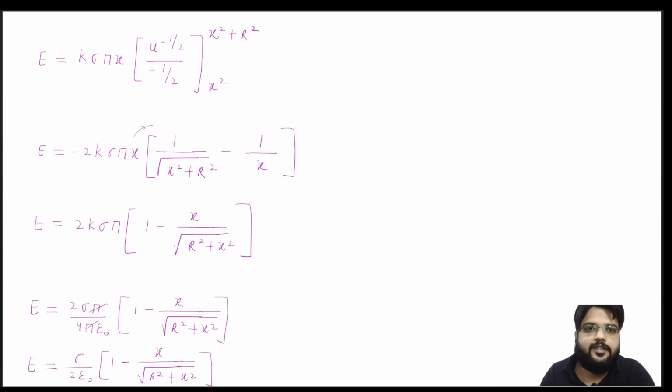So finally we are getting this result, everyone. You need to remember this: E equal to sigma by 2 epsilon naught, 1 minus x by under root r square plus x square. This is the electric field due to the disk. We need to keep this formula in our mind. Note down, everyone.